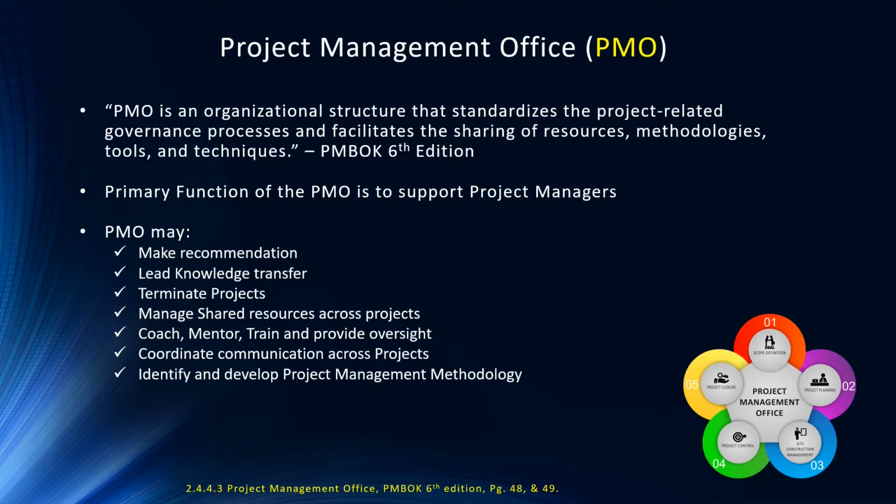So, what is the primary function of a PMO? The PMO's primary function is always to support the project managers. Basically, a PMO can make recommendations on a project. They can lead knowledge transfers. For example, when we say lead knowledge transfers, it is like lessons learned from a previous project. They can assist you with transferring that information to this project. Those are certain ways they help with knowledge transfers. This normally is done by the PMO.